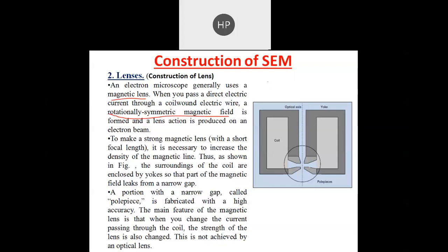Okay, and the main feature of this magnetic lens is that when you change the current passing through the coil, the strength of the lens is changed. Okay, and this is not achieved by an optical lens. Okay, so this is the main thing.